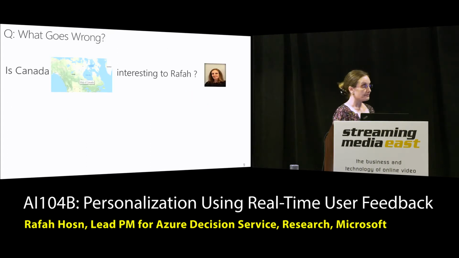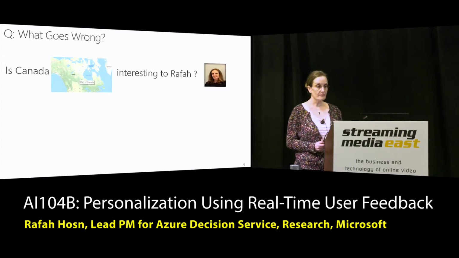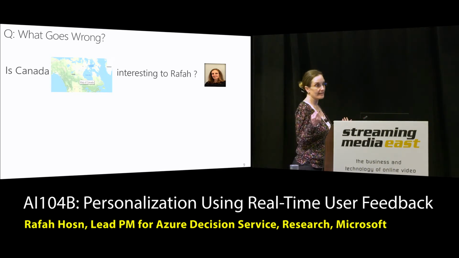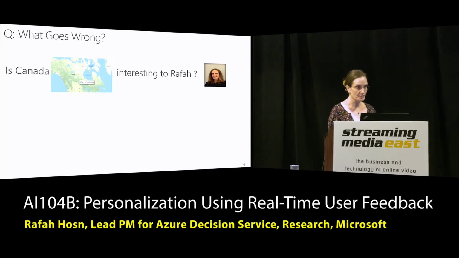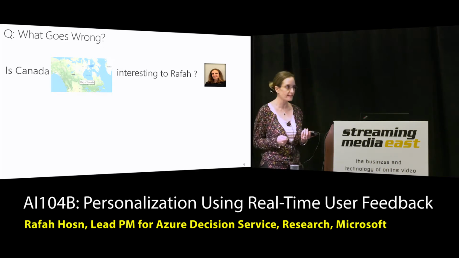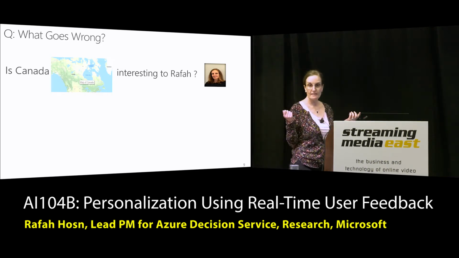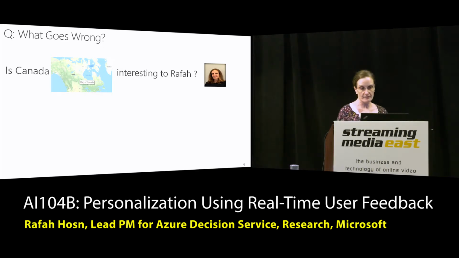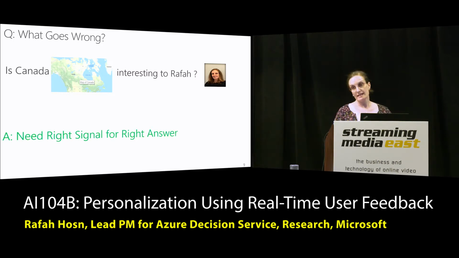So what goes wrong? The first thing is, is Canada interesting to Rafah? Well, if you've never offered me Canadian news on my favorite website, so you have no historical data on me ever clicking on a news article pertaining to Canada, then your supervised learner has never seen that example. So if you're training on historical data, the answer is no. But it turns out I'm Canadian and I follow Canadian news. So you have to have the right signal to get the right answer. It's very important, especially when you're training over historical data.